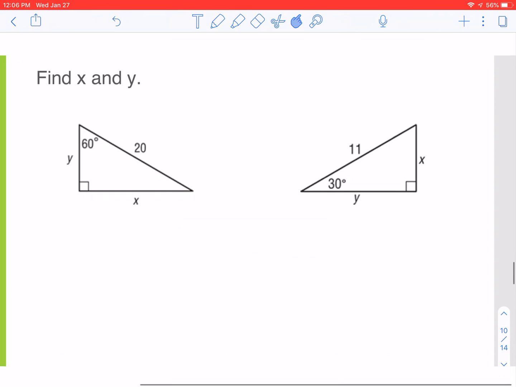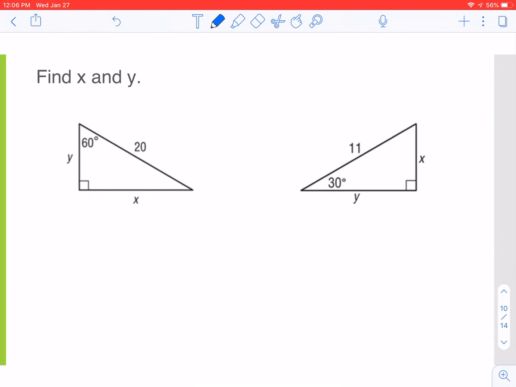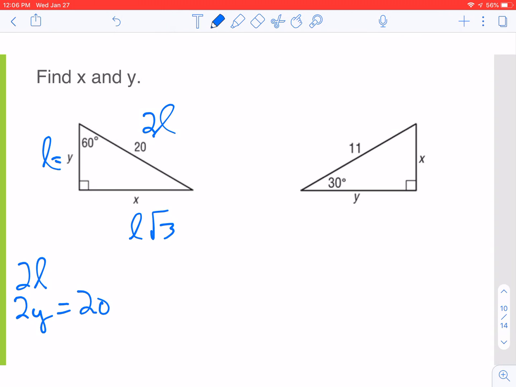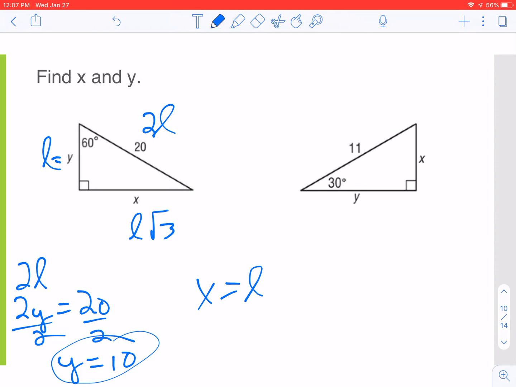Okay? We have the hypotenuse again. We're just going to keep practicing this. We have 2L. We have L. We have L root 3. Okay? Let's find L first since we don't know L. Divide by 2. Y equals 10. Okay? Or L equals 10. So X equals L root 3, plug the 10 in, equals 10 root 3.